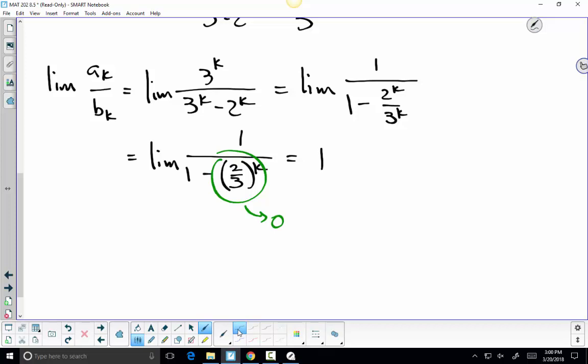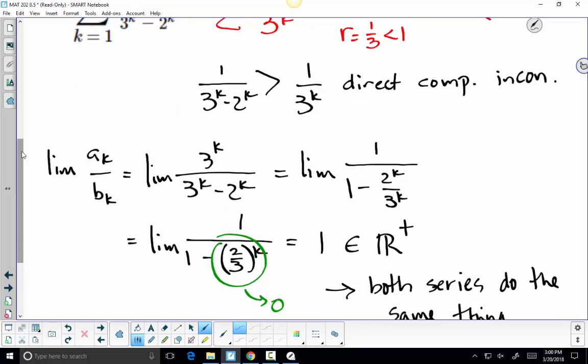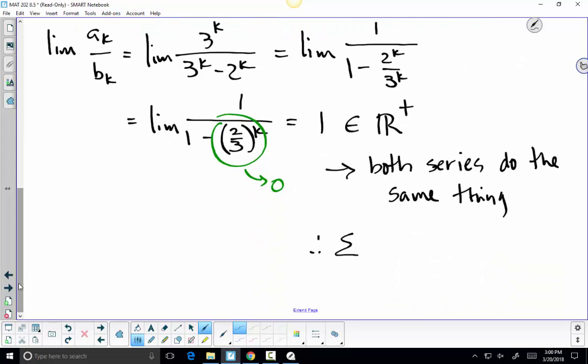And if our limit is 1, we have that both series do the same thing because we have a positive real. This is an element of the positive reals. So that tells us that both series do the same thing. And then we go back to the series b sub k that we selected, and we say, that was a convergent series. So then we conclude that series a sub k converges. Therefore, series a sub k, the one we're trying to analyze, converges by limit comparison test.